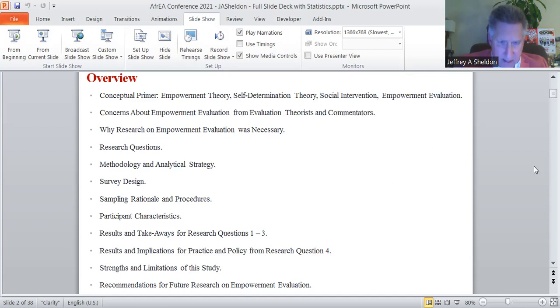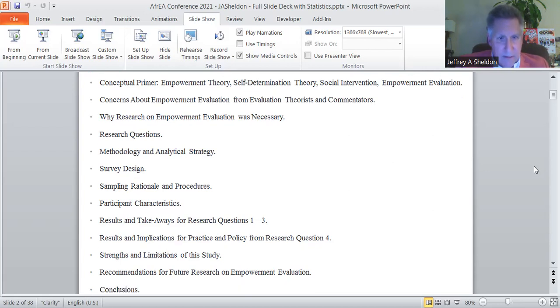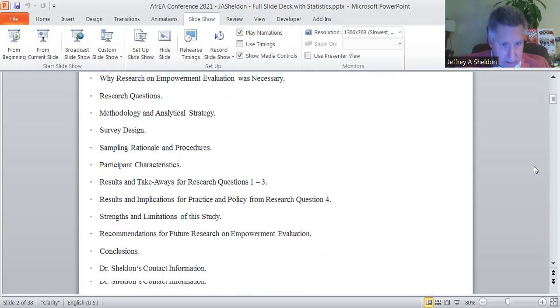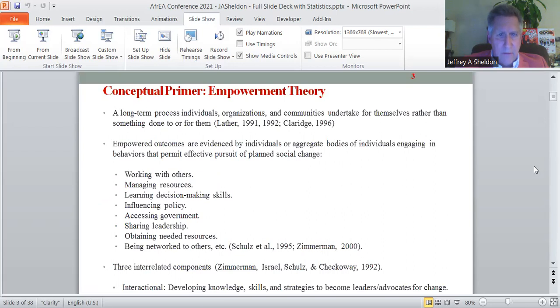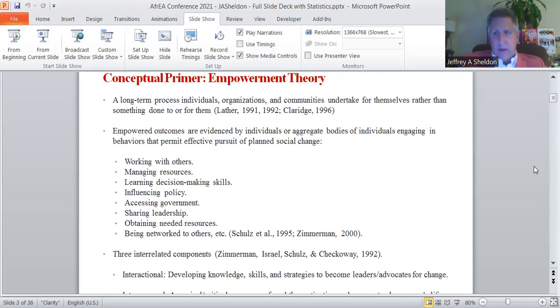Then the results and takeaways from research questions 1 through 3, and the results and implications for practice and policy from research question 4. Then we'll talk about the strengths and the weaknesses of the study, because every study has strengths and limitations, and mine was no exception. Then recommendations for future research on empowerment evaluation, my conclusions, and then you'll have my contact information. So, without further ado, let's talk about empowerment theory.